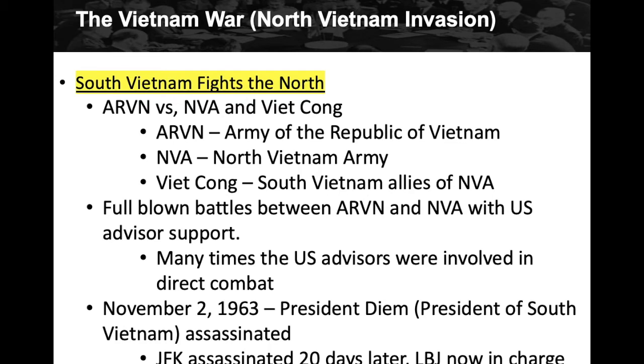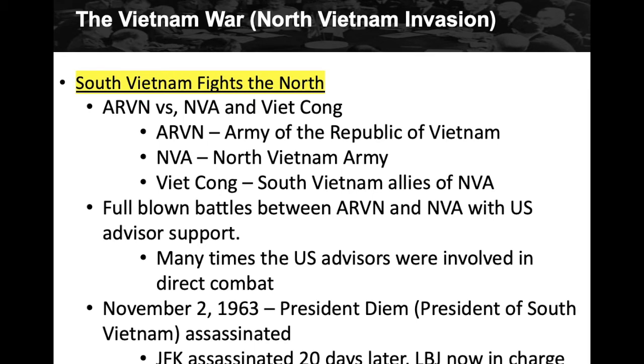They helped each other. The NVA was the North Vietnamese Army. That was actual Army soldiers from North Vietnam that invaded South Vietnam. The Viet Cong were actually South Vietnamese citizens who allied themselves with the NVA. Okay, so the NVA was the actual army. The Viet Cong were citizens. It was basically militias that sided with the North. Now, there were full-blown battles between South Vietnam and North Vietnam armies with U.S. advisor support. And as I said before, many times the U.S. advisors were involved in direct combat.